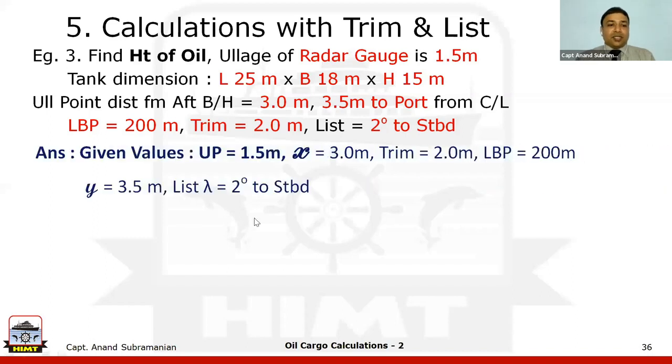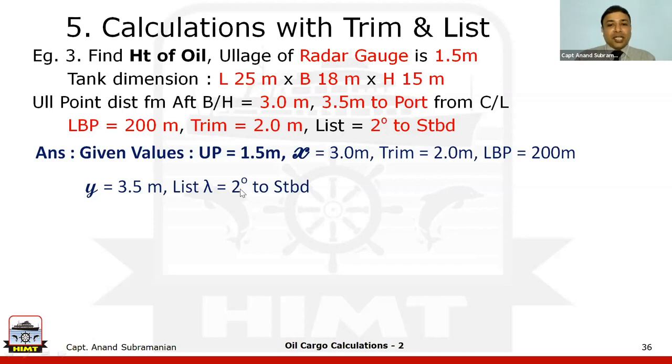So again, as usual, we write down the given values. UP is 1.5. Why UP? Because it's not UO, because we're using a radar gauge. That's why we directly get the value for UP. The value for X. What is X? Distance from the aft bulkhead is 3 meters. The trim is 2 meters. LBP is 200 meters, and the offset is 3.5 meters to the port, and lambda is 2 degrees to starboard.